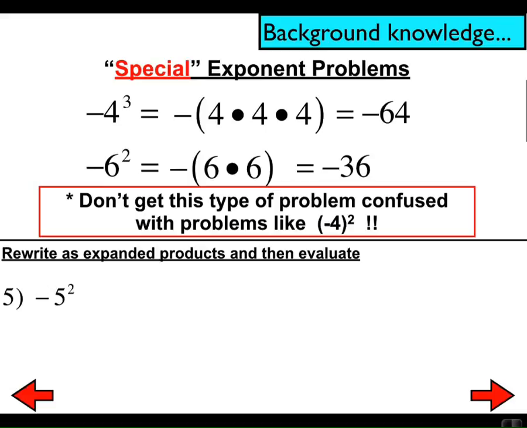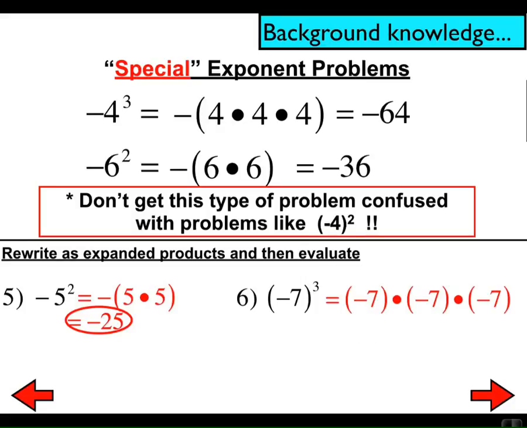For number 5, what's being squared? The 5. So you square that, but then you leave the negative on the outside. You would get negative 25. For number 6, here, what's being raised to the 3rd power? A negative 7. So you repeat that 3 times, and that would be negative 343.